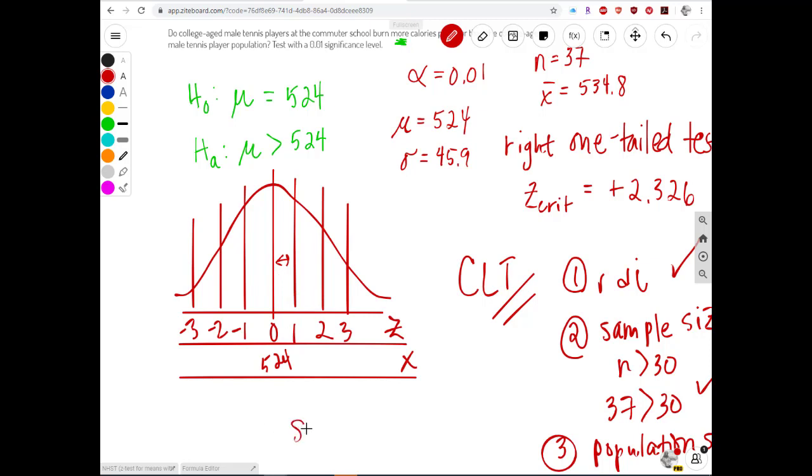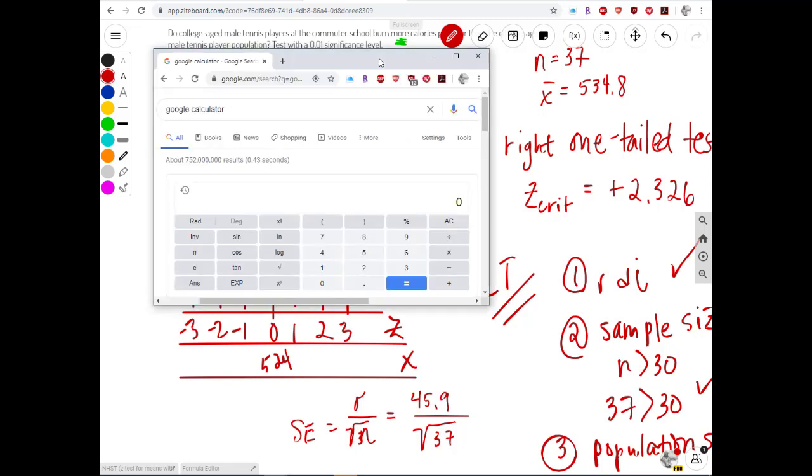So we're going to do the standard error is equal to the standard deviation of the population divided by the square root of the sample size. Our population standard deviation was 45.9, and I'm going to divide that by the square root of our sample size. I'm just going to bring this over to Google Calculator and do the math.